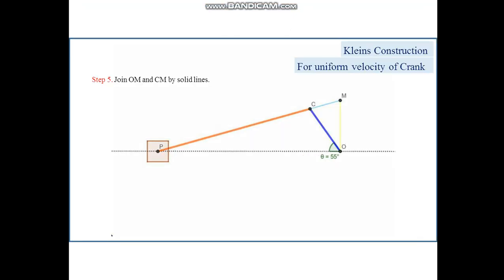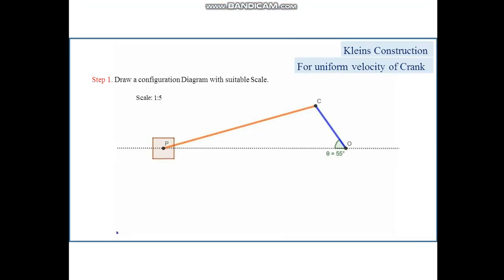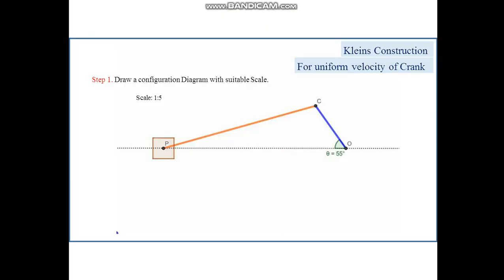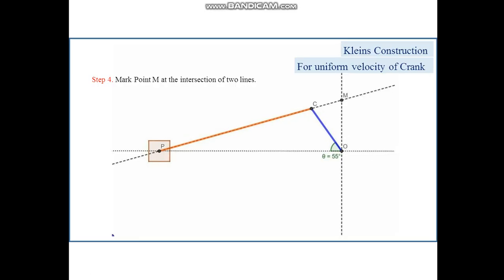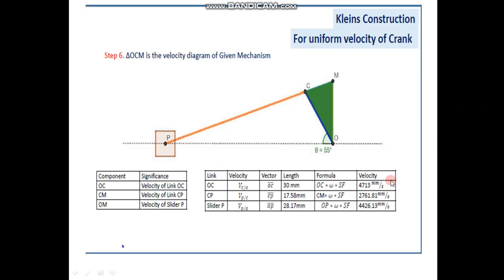In the last, to conclude the lecture, we saw in the velocity method how to get velocities. First, draw configuration diagram, draw perpendicular passing through O, extend connecting rod, get point M. We get OCM as velocity polygon. In this polygon, OM represents velocity of piston, CM represents velocity of connecting rod, OC represents velocity of crank, and hence this table will give you all velocities.